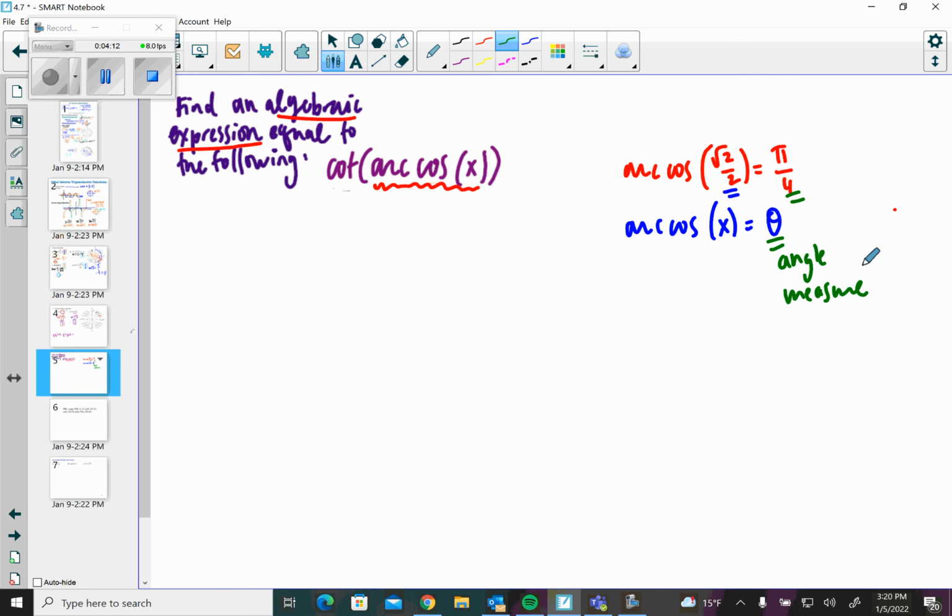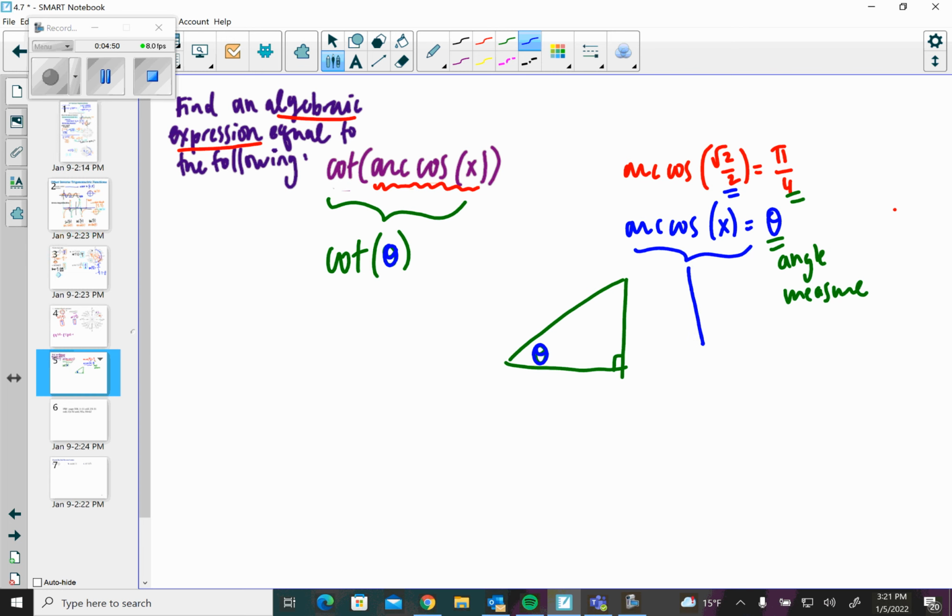So technically, what I could do in this problem is say, we are looking for cotangent of some angle. Now, the piece that we need to figure out is what angle. And they don't give us any way to find this. So instead of calculating it, we are going to sketch a picture to help us out. Specifically, we're going to draw a right triangle, where we have theta right here. The only information we know is that inverse cosine of x is equal to theta.